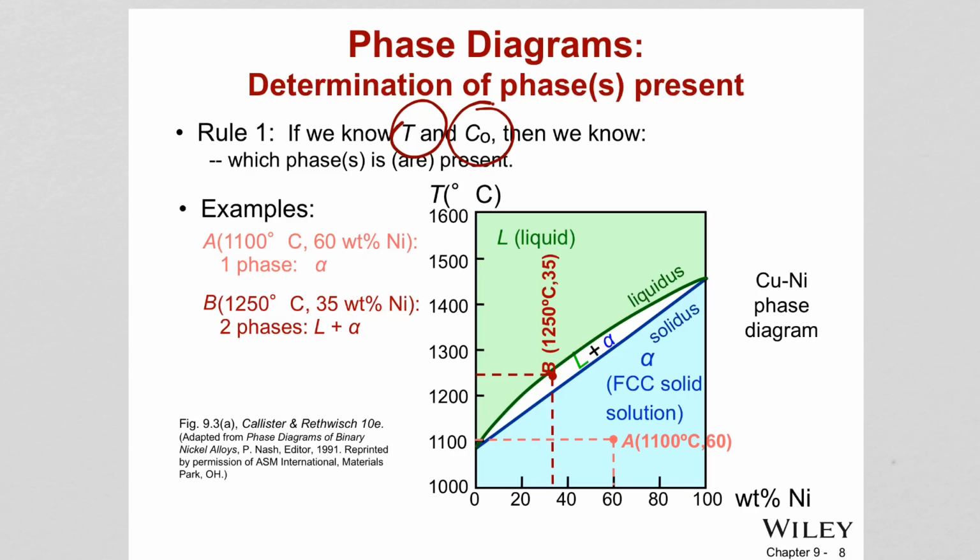If we have a temperature of 1250 and the composition is 35 weight percent nickel, then we are at a position where we are in the phase of liquid plus solid mixture. So liquid and alpha as a mixture exist in equilibrium.